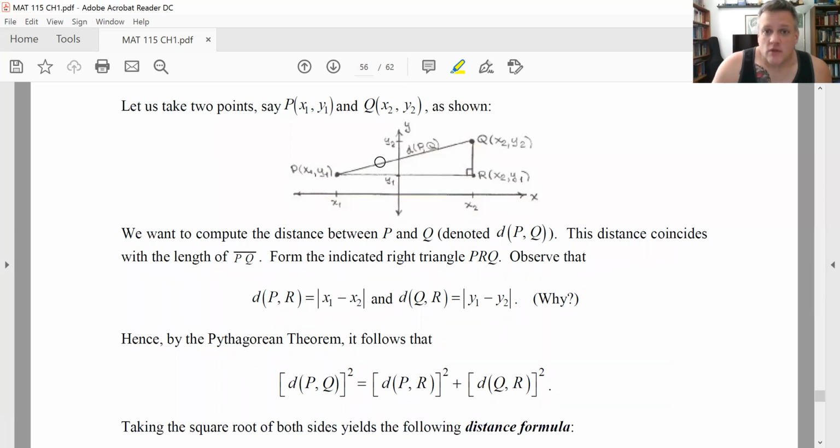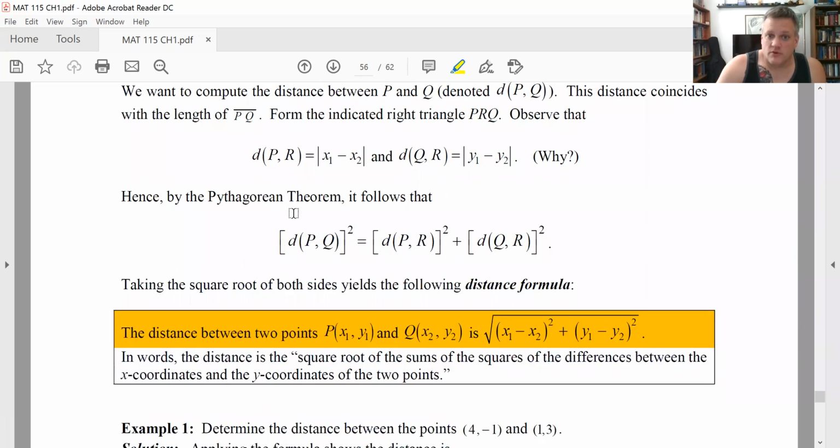To get the actual length, I have to get rid of this square. And so what I'll do is I'll take the square root of both sides, right? And that gives me this formula, okay? So the distance between 2 points is the square root of the sums of the squares of the differences between the x and y coordinates of those points.